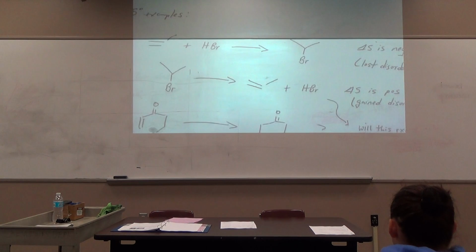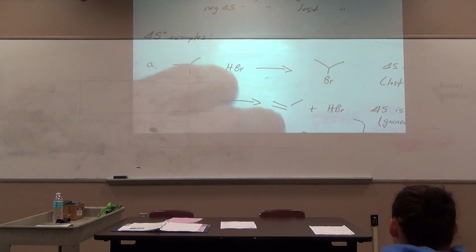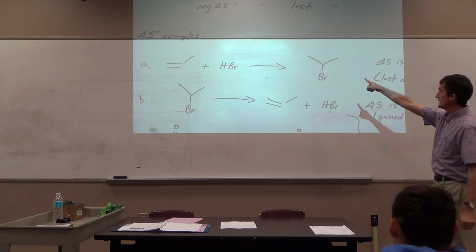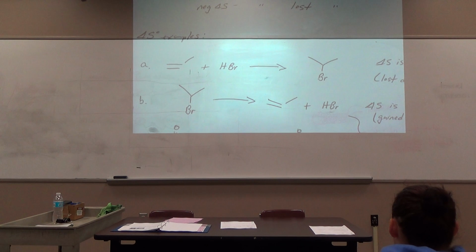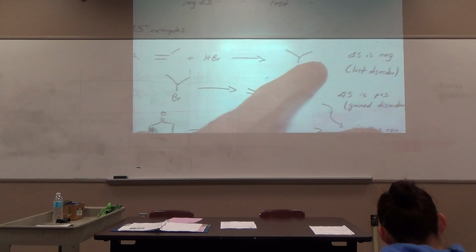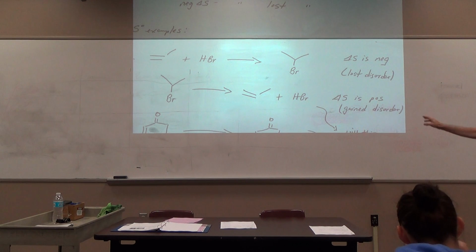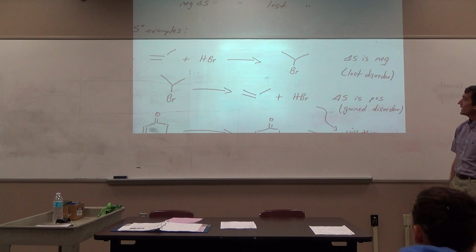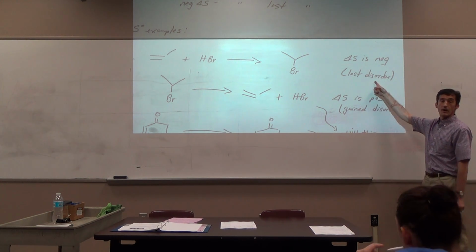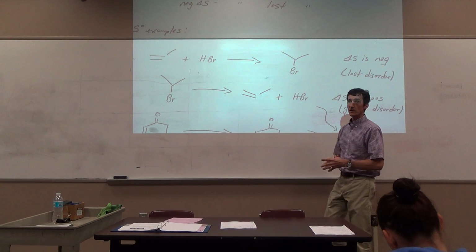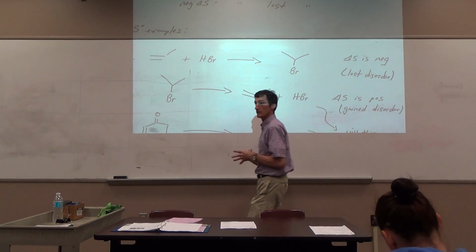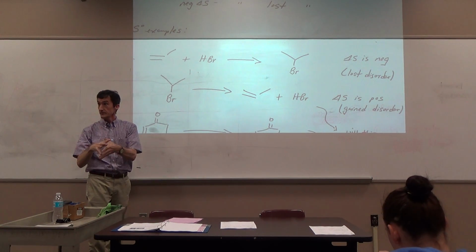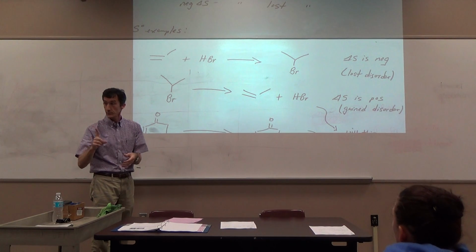Delta S examples. Look at this first line reaction A. This alkene plus HBr gives this product. Let me make it so we can read it here. I shouldn't have even told you this, okay? The delta S is negative. Why? Because the system has lost disorder. Why is that lost disorder? One product, two reactants. Because two reactants have come together and made one product.